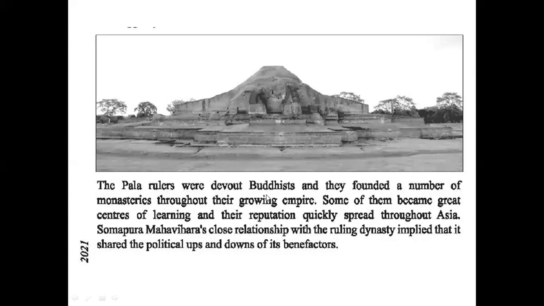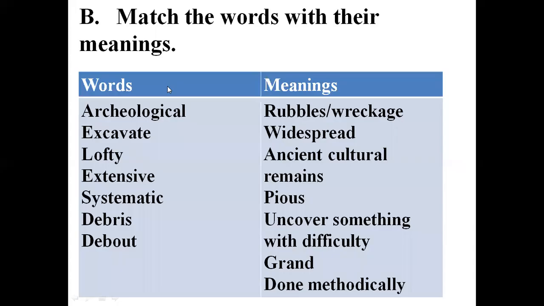The Pala rulers were devout Buddhists and they founded a number of monasteries throughout their growing empire. Some of them became great centers of learning and their reputation quickly spread throughout Asia. Shompura Mohabihara's close relationship with the ruling dynasty implied that it shared the political ups and downs of its benefactors. I have finished reading the text. Now it is section B.